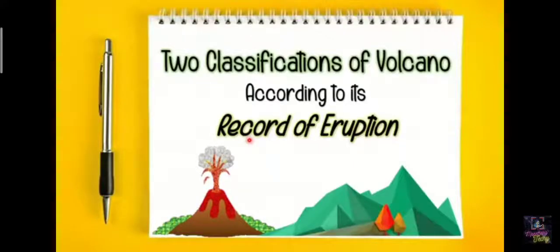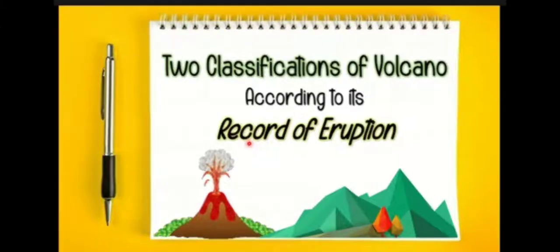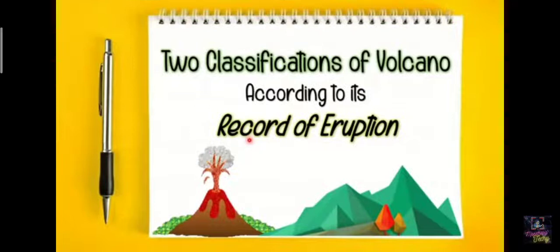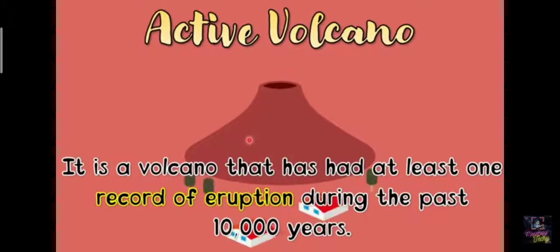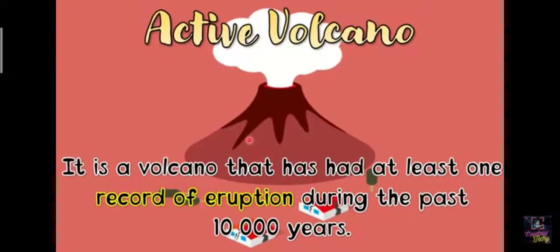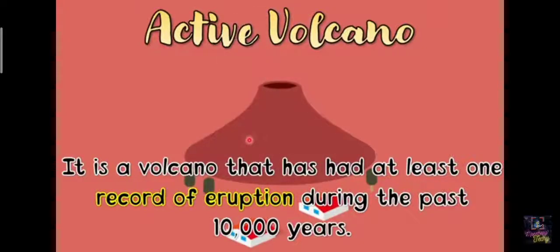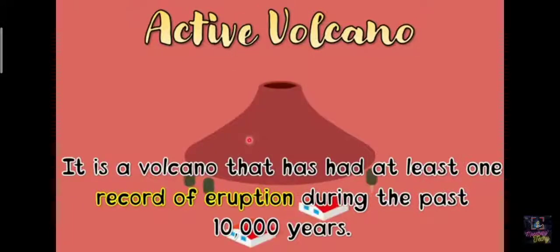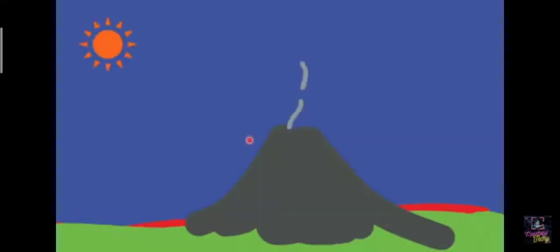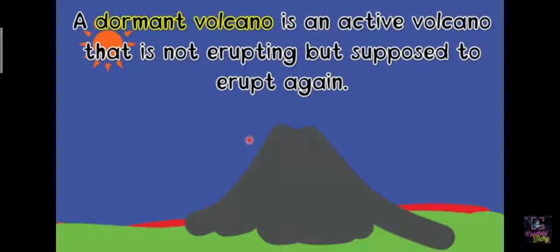There are some ways by which volcanoes can be classified. According to the system adopted by the Philippine Institute of Volcanology and Seismology or PHIVOLCS, volcanoes can be classified as active or inactive volcanoes. We have the active volcano. When we say active volcano, it is a volcano that has had at least one record of eruption during the past 10,000 years, meaning it had erupted and had shown volcanic activity. An active volcano might be erupting or dormant.